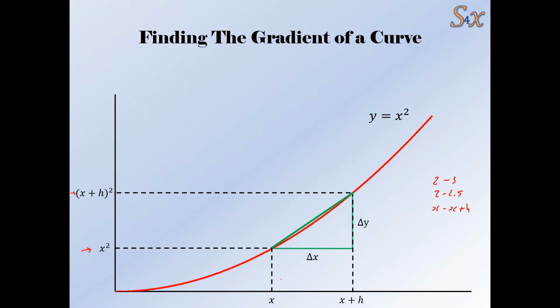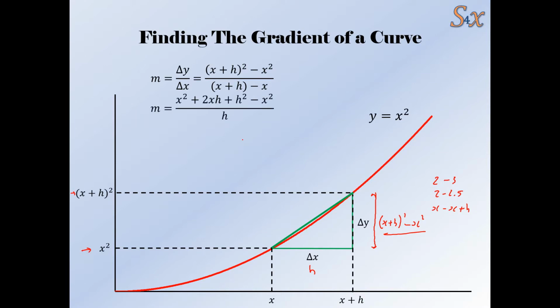If we have a look, our delta x goes from x to x plus h, so the difference is h to go from one to the other. Our delta y is going to be x plus h squared, this point, minus x squared. So it's going to be that point minus that point to get the change in y. So how do we get the gradient? The gradient is delta y over delta x. The change in y is x plus h squared minus x squared, what we've got here, and the change in x is x plus h minus x, which just simplifies down to h.